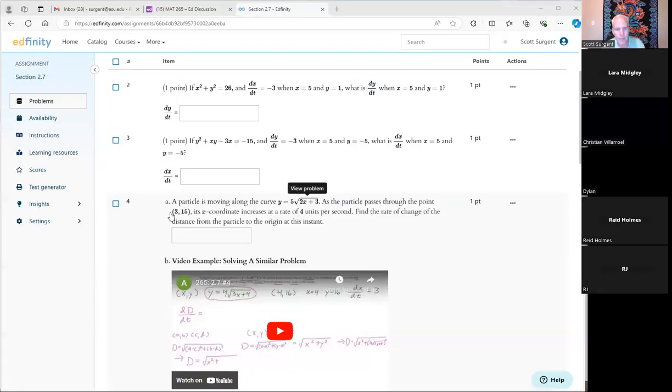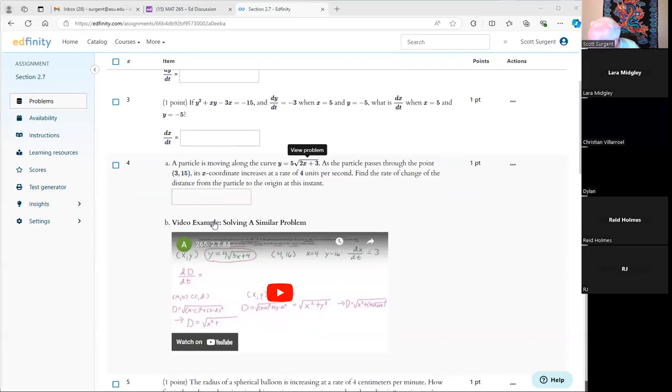So related rates, 2.7. All right, let's look at 2.7. So we have related rates and then also 2.7. Let's see what those are. I'll make sure I get to both. I'm going to go to 2.7, and we had one. All right, so number 4. Let's take a look at that one. I'm going to share the screen. Here you go. This is 2.7, number 4.